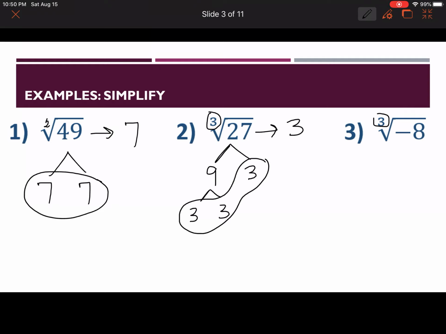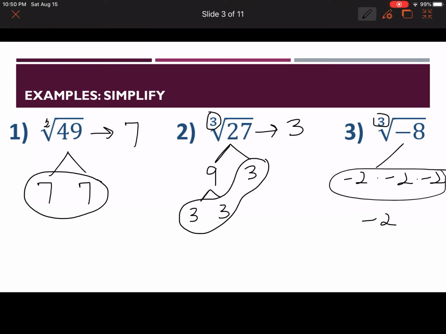For question 3, we're looking for a number that multiplies 3 times to give you a negative 8. And that would be negative 2 times negative 2 times negative 2. So the cube root of negative 8 is equal to negative 2.